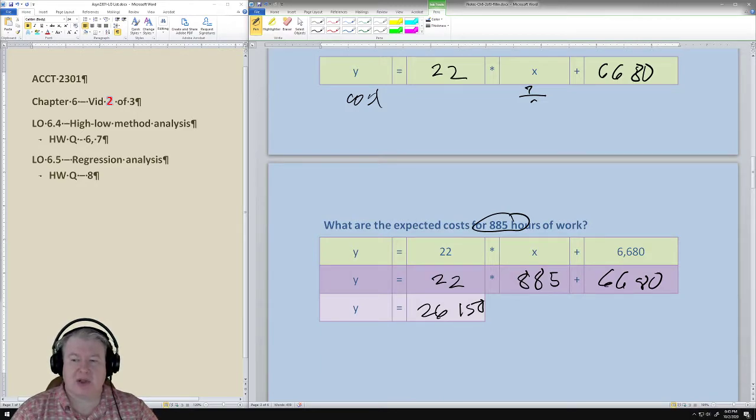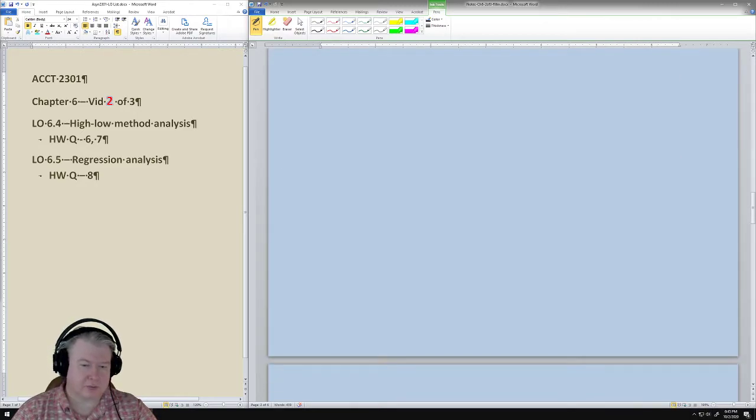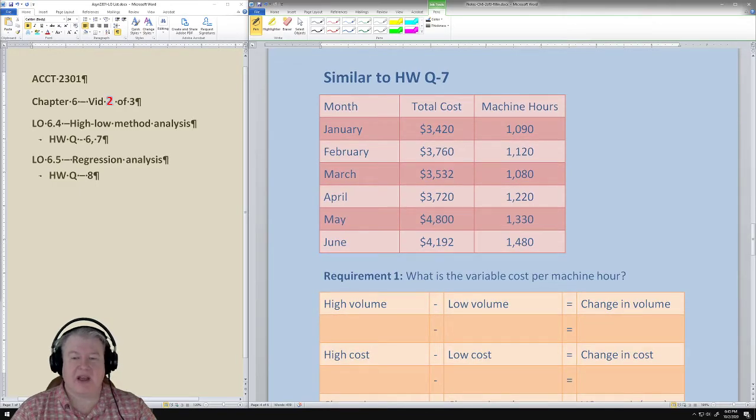So let's go down to question 7. Now this is going to be almost exactly the same. The only additional thing that they're testing is what I kind of went over initially on high-low analysis. The idea is, rather than just giving you the high and low point, which they did in question 6, can we pick it out? Which one is the high? And which one is the low?